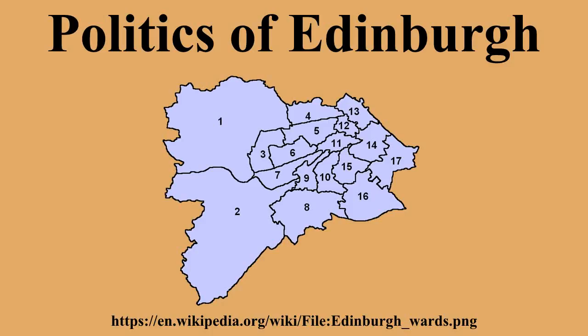Parliament of the United Kingdom. Elections to the House of Commons of the Parliament of the United Kingdom. The city is divided among 5 constituencies, each of which elects 1 member of Parliament by the first-past-the-post system of election. All 5 constituencies are entirely within the city area.